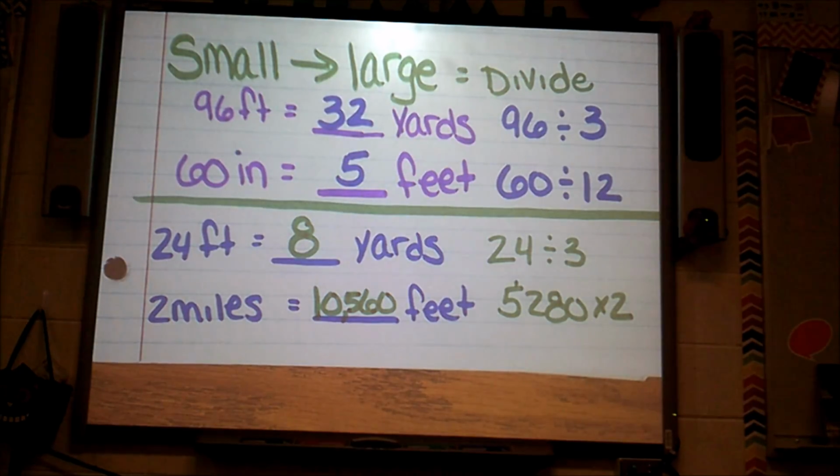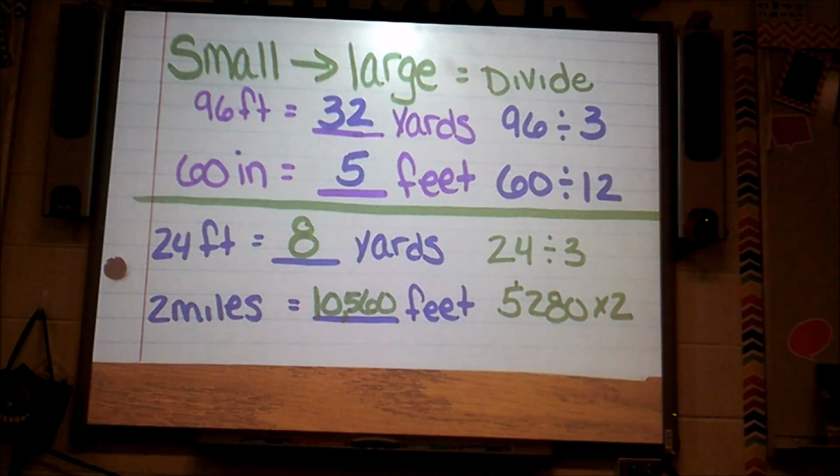So I found that my first one, I had to divide. I was going from something small to something big, so I needed to divide. I divided 24 by 3, and I found that there are 8 yards in 24 feet. For my 2 miles converting to feet, I found that I was going from big to small, so I multiplied. 5,280 times 2 equals 10,560.